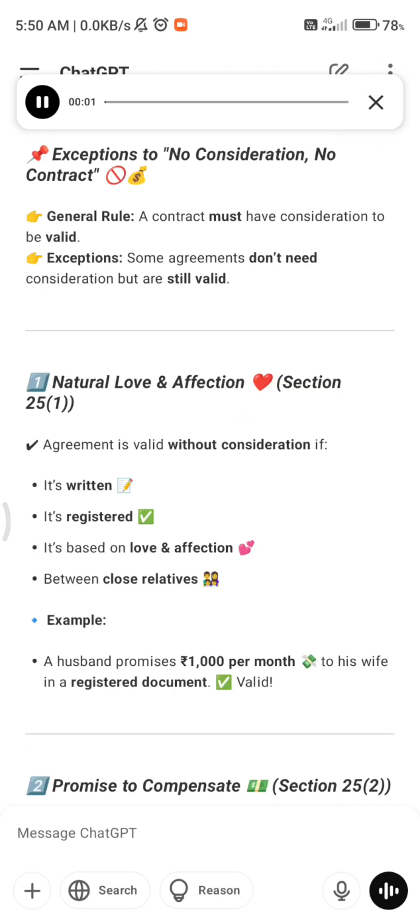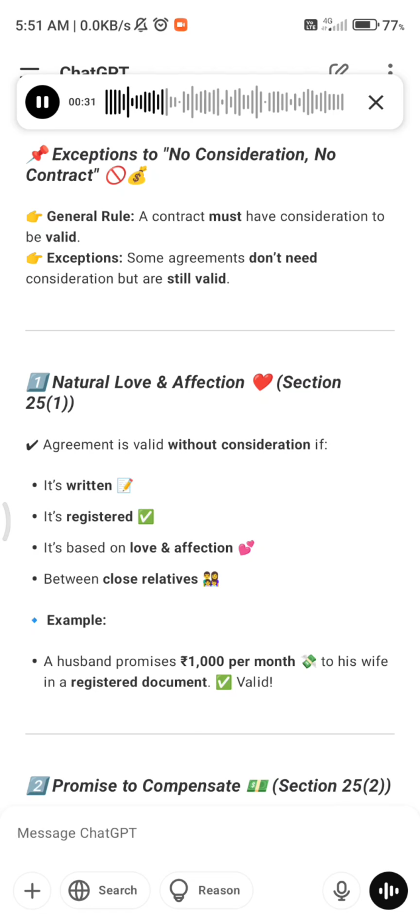Exceptions to no consideration, no contract. General rule: a contract must have consideration to be valid. Exceptions: some agreements don't need consideration, but are still valid. One, natural love and affection, Section 25(1). An agreement is valid without consideration if it's written, it's registered, and it's based on love and affection between close relatives.